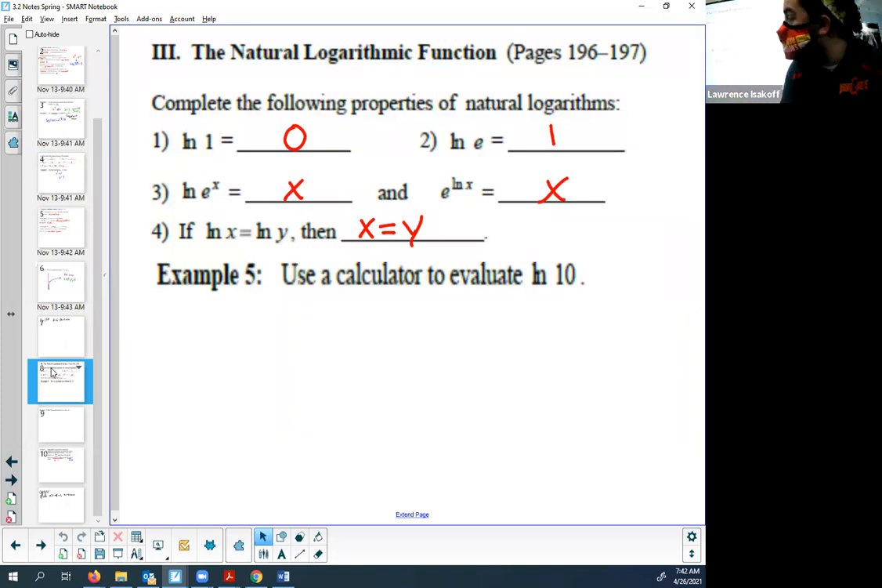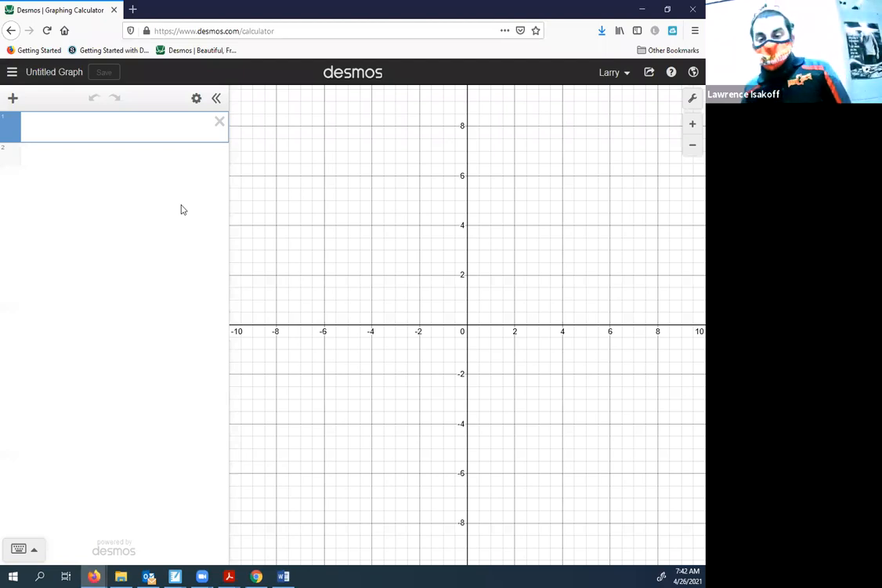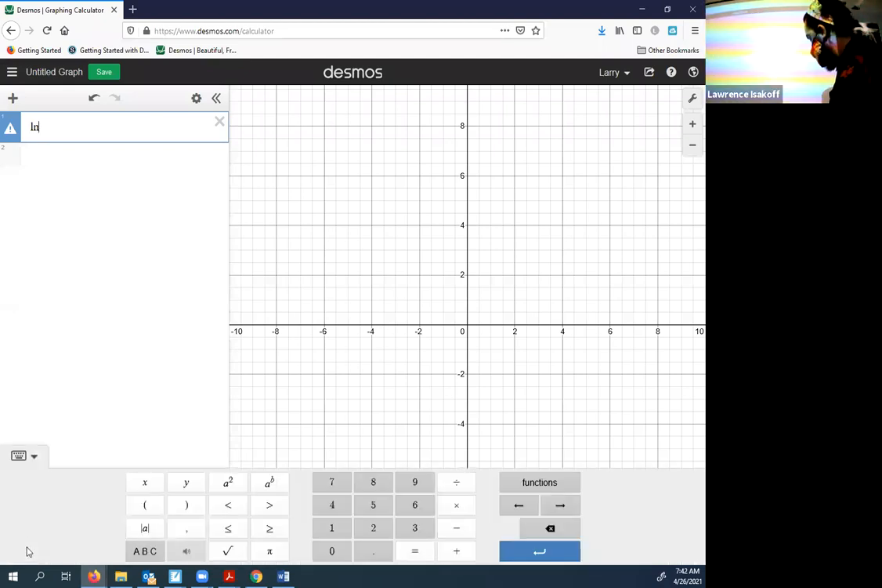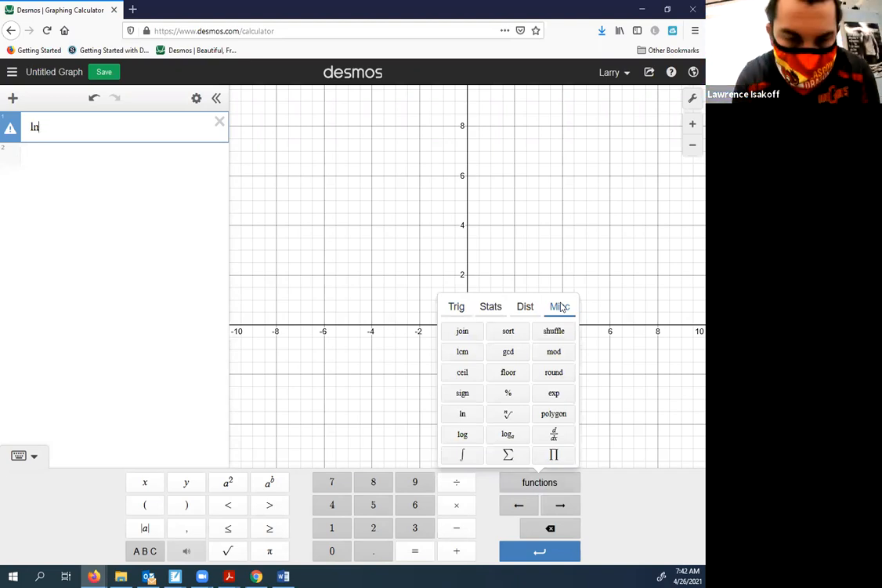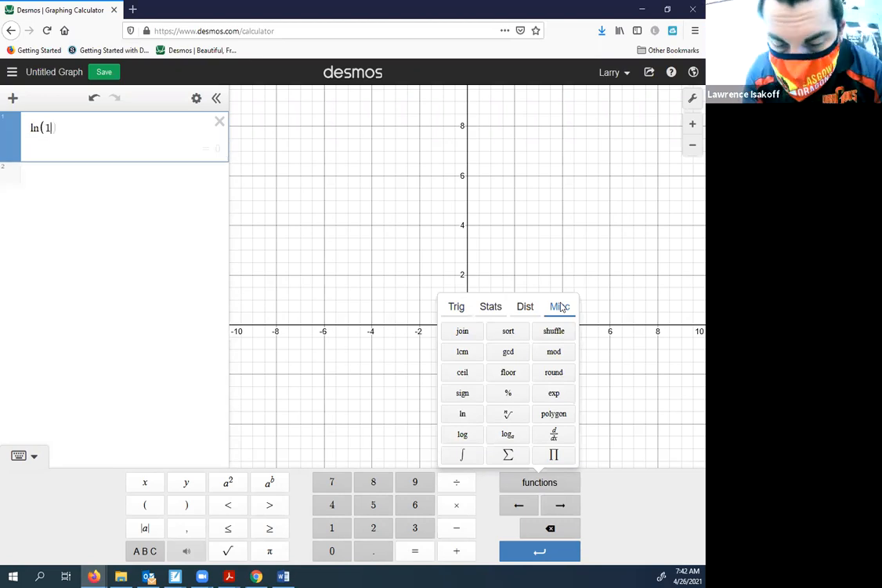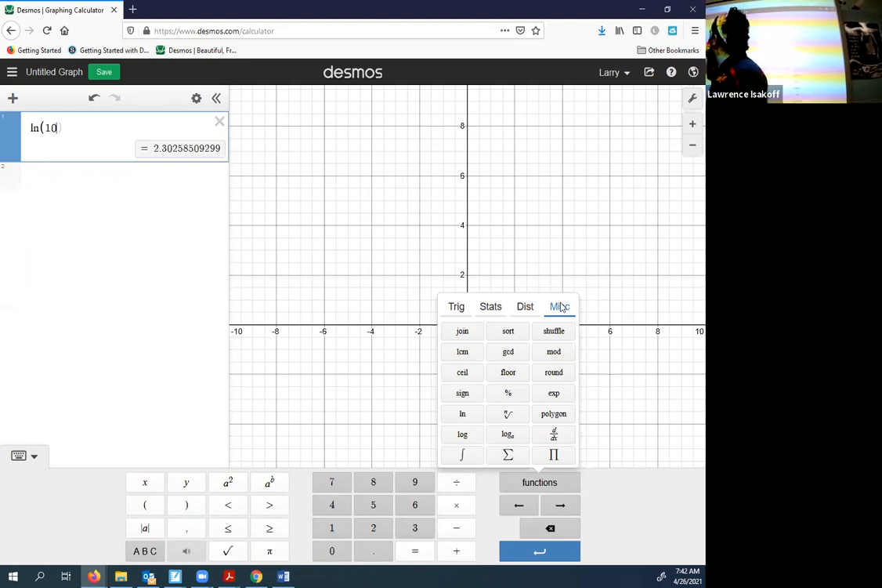So I already got somebody that's saying 2.3. Let's see how that works out. So I'm just going to put it in the calculator. I can just go ln, or we could go to the keyboard, go to functions, miscellaneous, and we see ln listed right under here. So ln of 10. Yep. Now, Obadiah had said 2.3. Remember, I like to go about 4 decimal points.